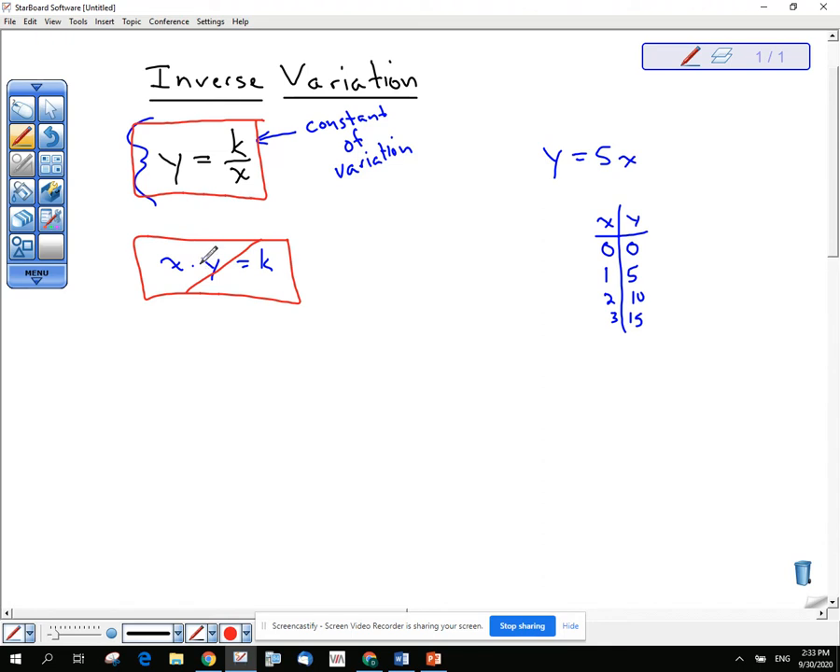So again, summary: direct variation, the last lesson, divide y by x, and you'll get the constant of variation. This lesson, inverse variation, is just the product of x and y. Multiply them. Okay, so a couple examples.